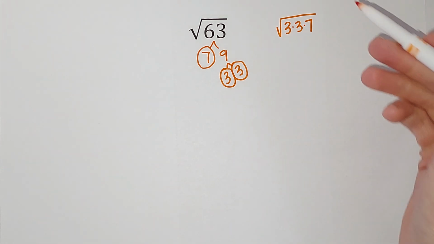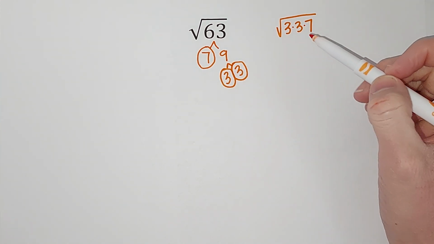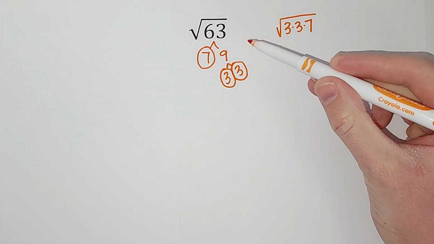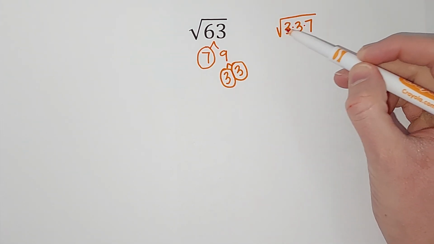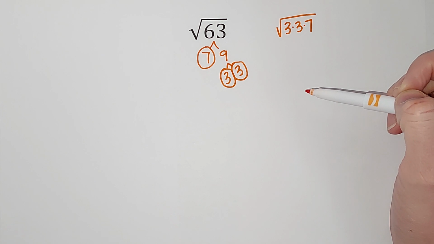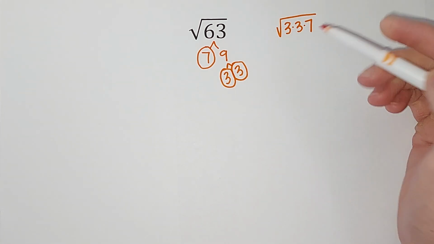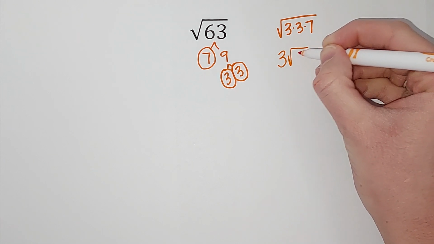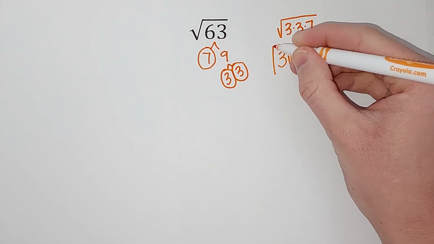Okay. So then I see, if anything is being multiplied by itself, you've probably already caught it, that I can pull out. Okay. So I see that there are 2 3s. Okay. So I can pull a 3 out on the outside. So I have 3 square root of 7 is my answer.